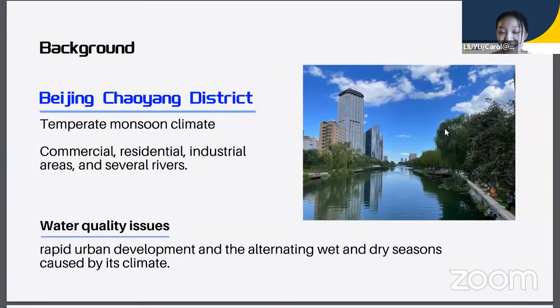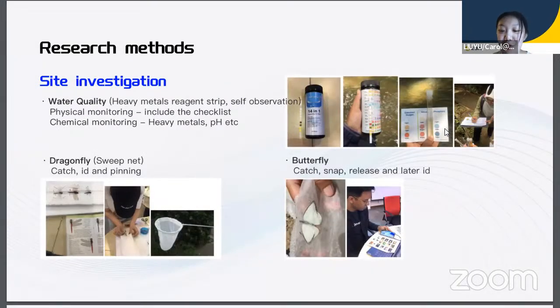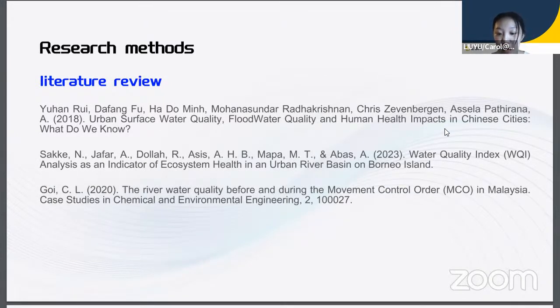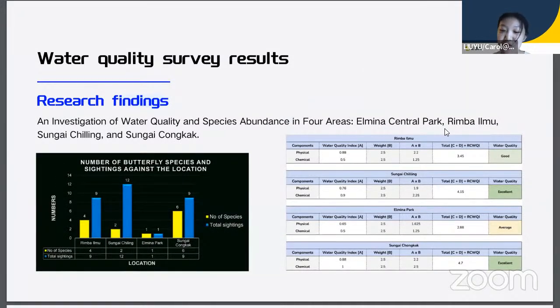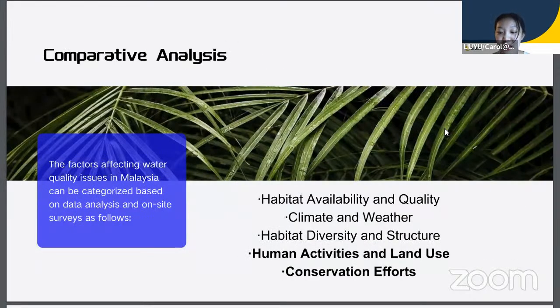Second, we conducted on-site research in Kuala Lumpur and collected data on water quality tests and species diversity. Beijing's data was obtained through literature surveys. As you can see from the slide, through the findings of butterfly and dragonfly species and the water quality tests in rural and urban areas, it can be seen that human activities do affect regional water quality, and the more urbanization, the more serious the water quality problem.